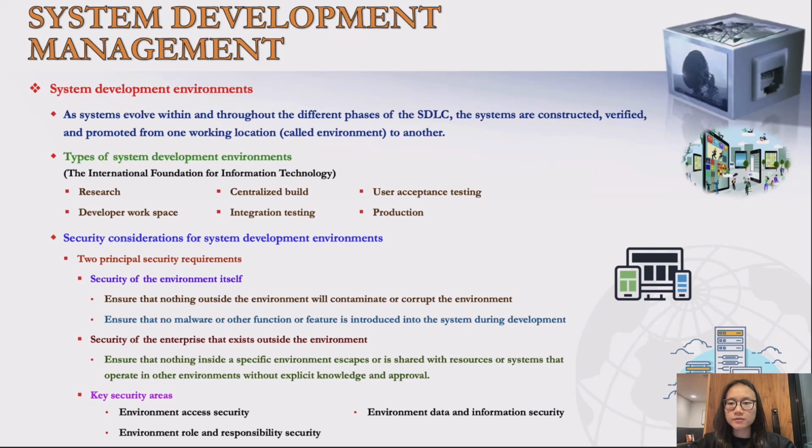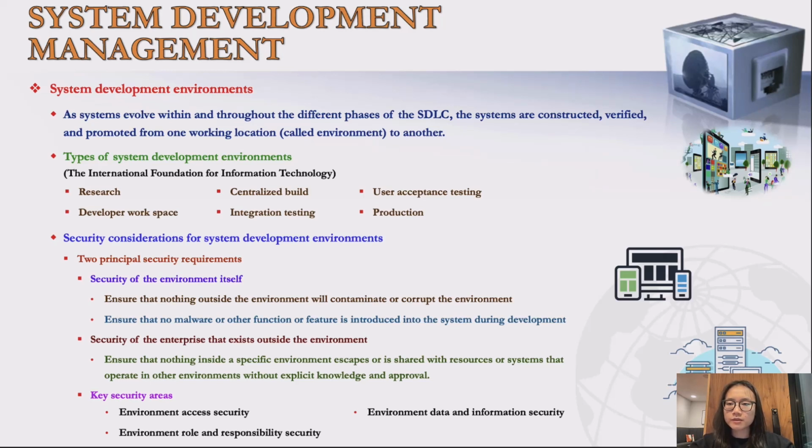As systems evolve within and throughout the different phases of the lifecycle, the systems are constructed, verified, and promoted from one working location to the other, and the IT industry calls that location an environment. The International Foundation for Information Technology lists the distinct types of environments associated with system development, including research, developer workspace, centralized build, integration testing, user acceptance testing, and production.